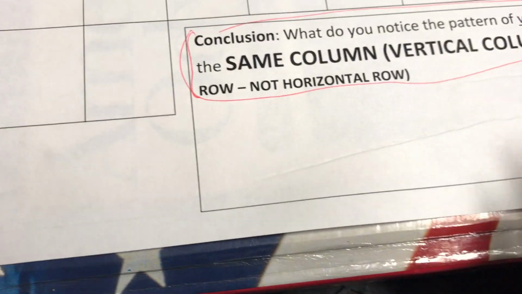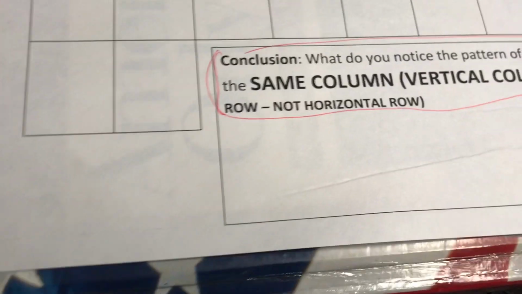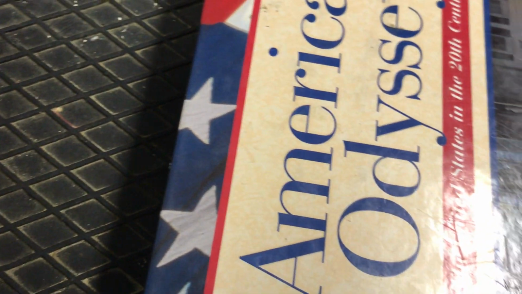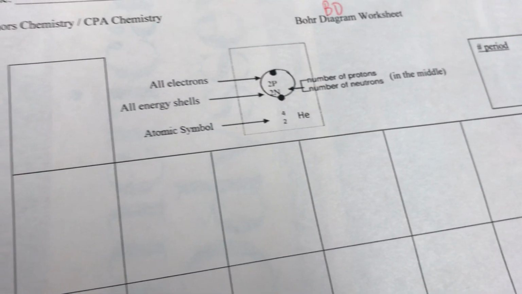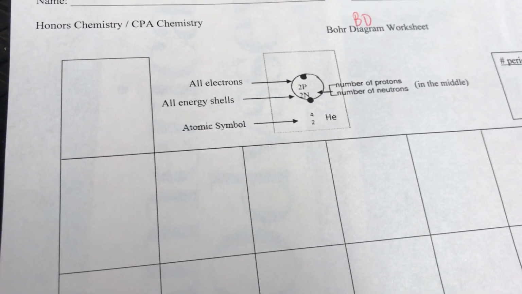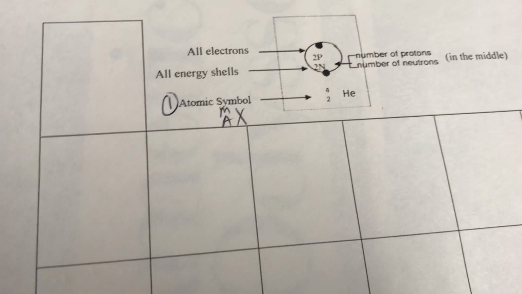So what do you notice? The pattern of the valence electron on the same column, the vertical column. So Bohr diagram will require 4 things. We look at one at a time. So the first thing you need to have for Bohr diagram is the atomic symbol. The atomic symbol has the form max, the atomic symbol on the bottom.